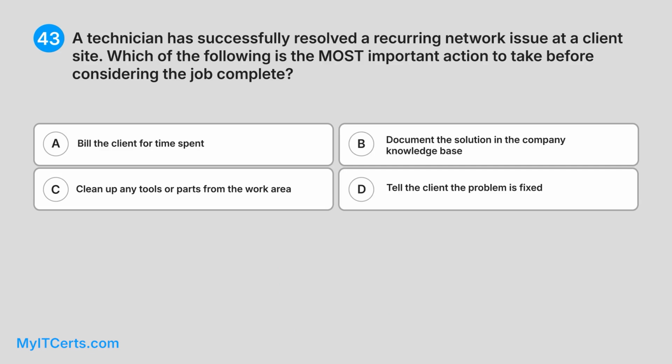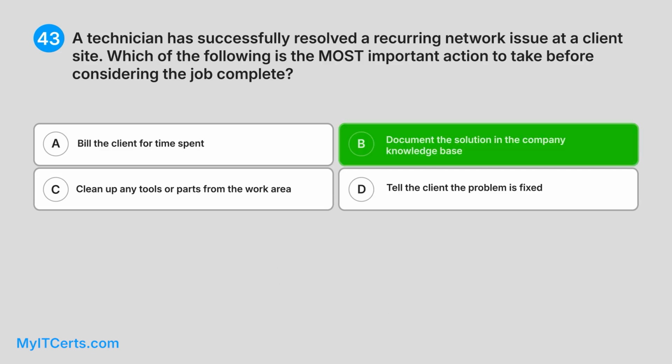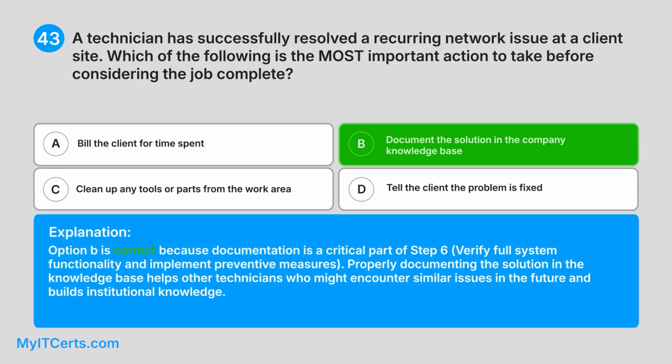Correct answer. B. Document the solution in the company knowledge base. Explanation. Option B is correct because documentation is a critical part of Step 6. Verify full system functionality and implement preventive measures. Properly documenting the solution in the knowledge base helps other technicians who might encounter similar issues in the future and builds institutional knowledge.